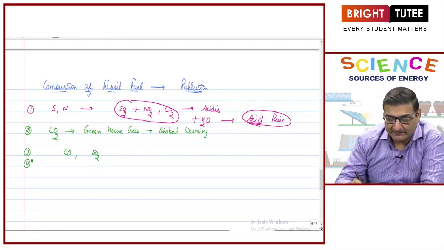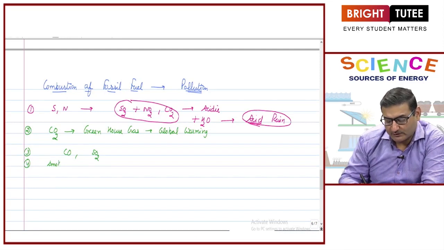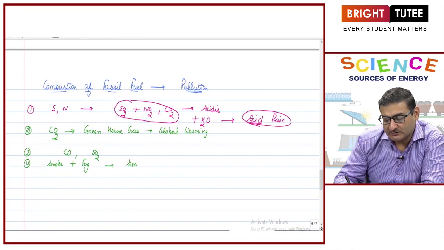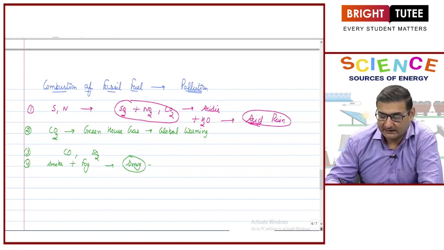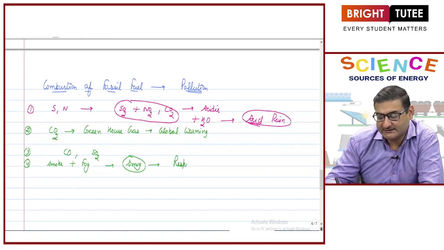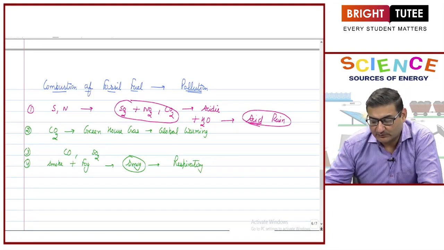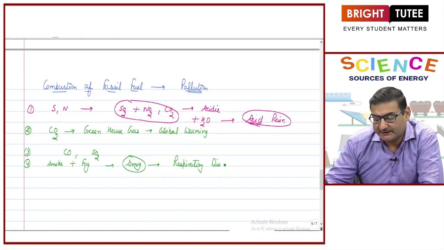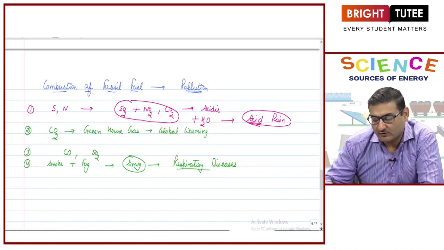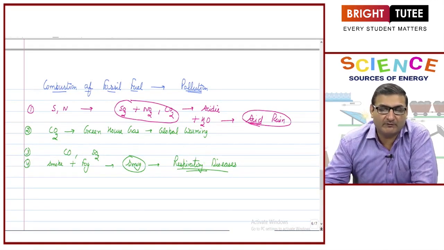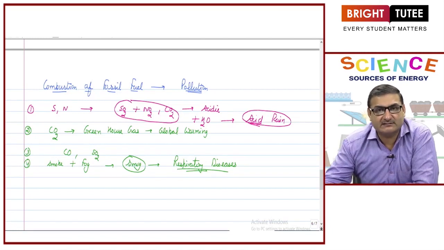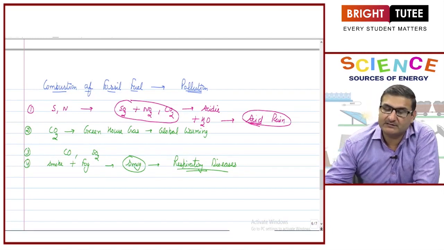Another reason is that when we burn the fossil fuels, smoke is produced. This smoke, along with fog, forms smog, and when we inhale this smog, we suffer from various respiratory diseases, bronchitis, asthma, etc. So, there are various respiratory disorders caused because of the pollution from burning of fossil fuels. To name a few, these are the various hazards of burning of fossil fuels.